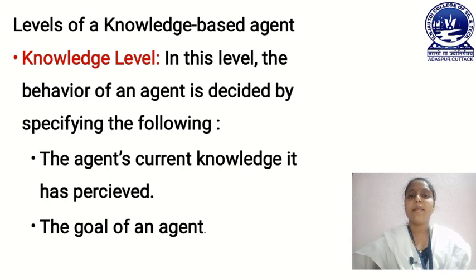Then next, levels of knowledge based agent. Knowledge based agent has 2 levels. One is the knowledge level, another one is the implementation level. In knowledge level, the behavior of an agent is decided based upon 2 things: first, the agent's current knowledge that it perceived, and next, the agent goal. Based upon these 2 things, the agent's behavior is decided, which is the main function of knowledge level.